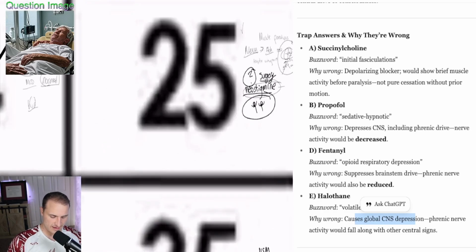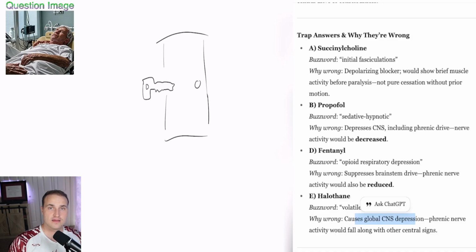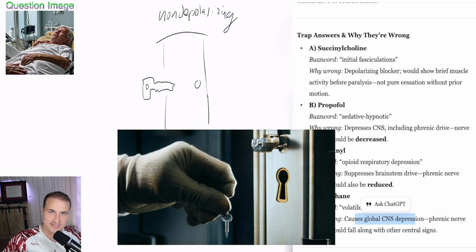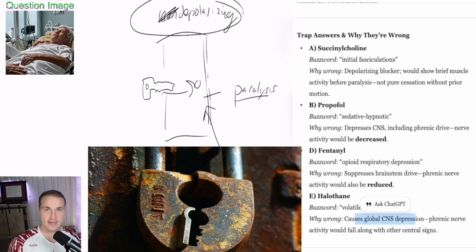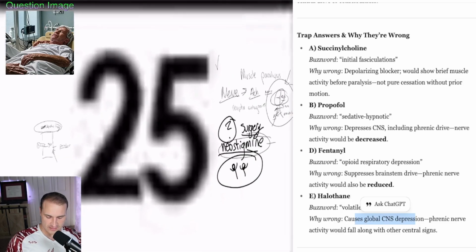Maybe another way, I don't want to beat this dead horse, but think of it like a lock and a key. Non-depolarizing, that's like a fake key that jams the lock and the real key can't get in, right? So the door is going to stay shut, also known as paralysis. Depolarizing would be the real key gets stuck in the lock and it's just not going to be able to reset. There's no contraction. I don't know, maybe that's too simple of an example.